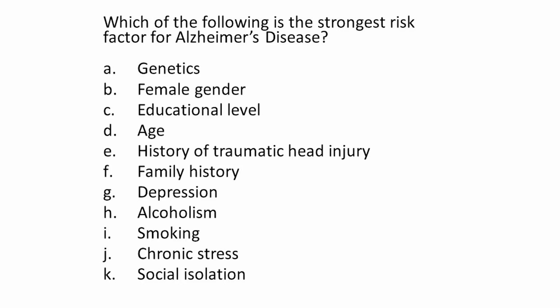Which of the following is the strongest risk factor for Alzheimer's disease? A, genetics. B, female gender. C, educational level. D, age. E, history of traumatic head injury. F, family history. G, depression. H, alcoholism. I, smoking. J, chronic stress, or K, social isolation?